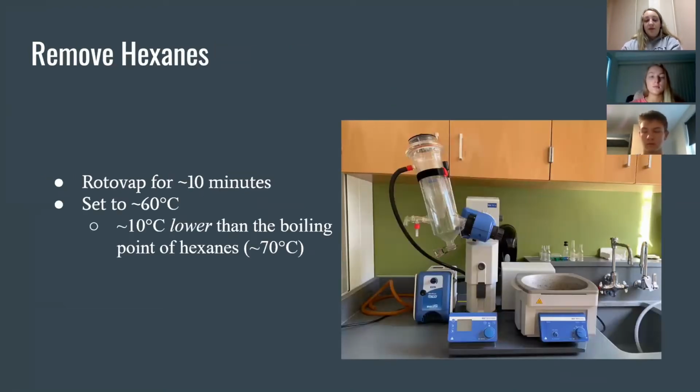Next, we performed a Rotovap in order to remove all of the hexanes. So we set it at about 60 degrees Celsius, which is 10 degrees Celsius lower than the boiling point of the hexanes.